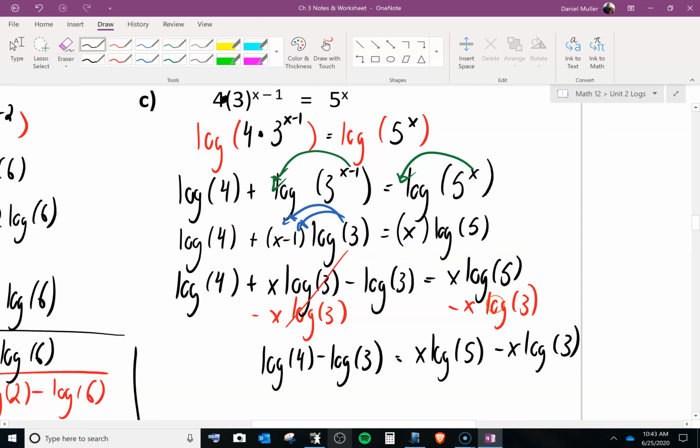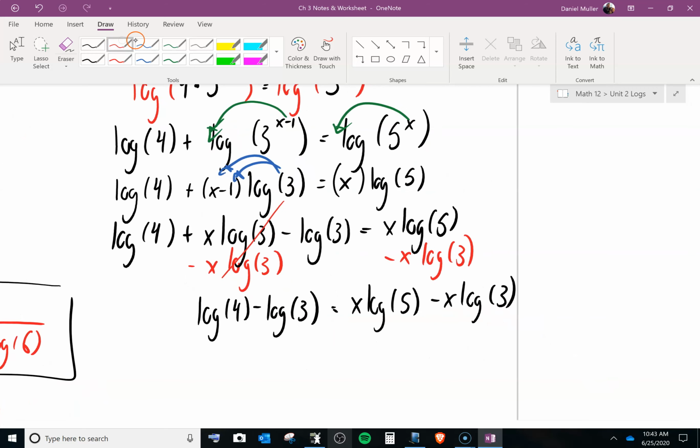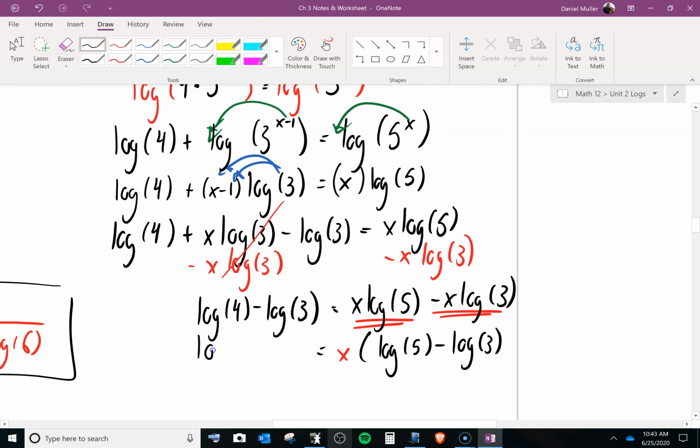Now I've brought that x over to the left. I got to bring the whole thing. So now both of these have an x in them. You can factor that out and you're left with a log of 5 minus, if that x is gone, you're just left with a log of 3. And on the left, you have log of 4 minus log of 3.